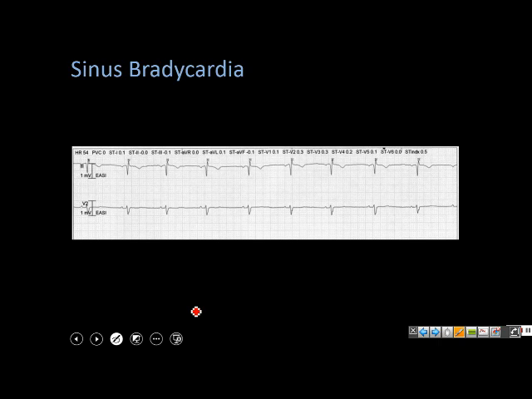And here's sinus bradycardia. Still 1 P wave for every 1 QRS. R to Rs are regular. Heart rate is 54 beats per minute.